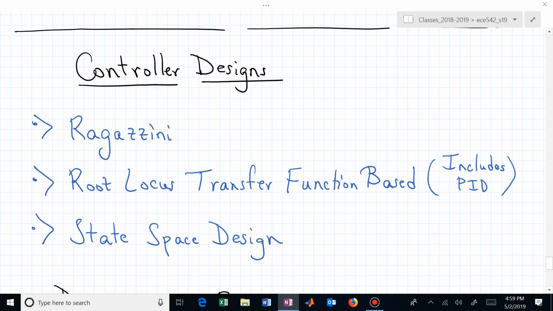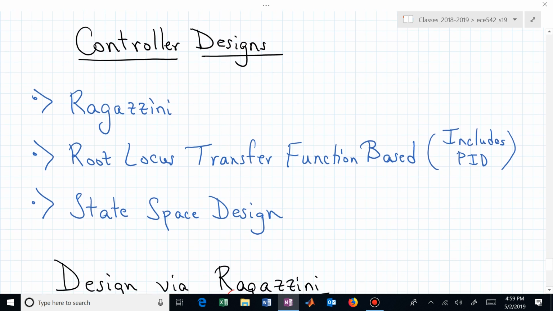Controller designs. What have we done? Well, Ragazzini was really introduced to give you a way of thinking about constraints, or what you really shouldn't be doing with controllers, in terms of you can't be canceling poles and zeros outside the unit circle. You also need to be able to design root locus based controllers, and that's really now how do you pick poles and zeros to get your dominant poles in a shaded region in the z-plane. So putting all of these pieces together.